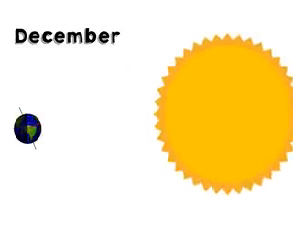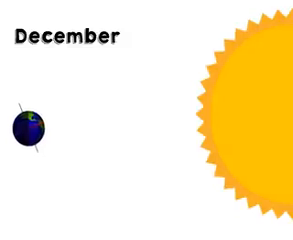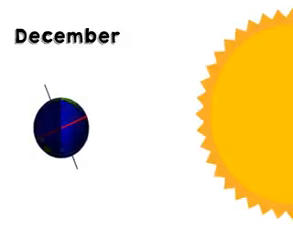Let's compare the amounts of sunlight and darkness in the Northern Hemisphere now that it's December. The amount of darkness is now much greater than the amount of sunlight that the Northern Hemisphere receives. This means that the days will be shorter during December and the nights will be longer. In the Northern Hemisphere, this is wintertime.